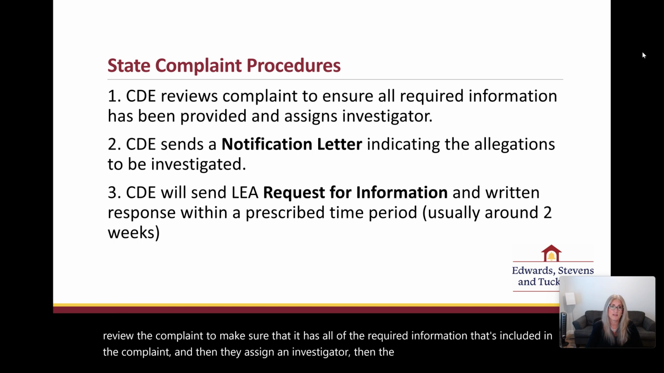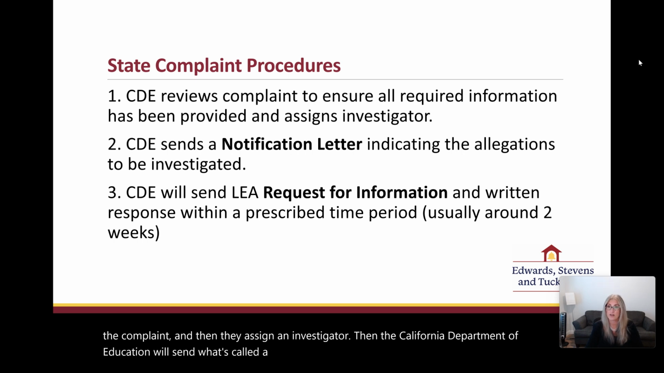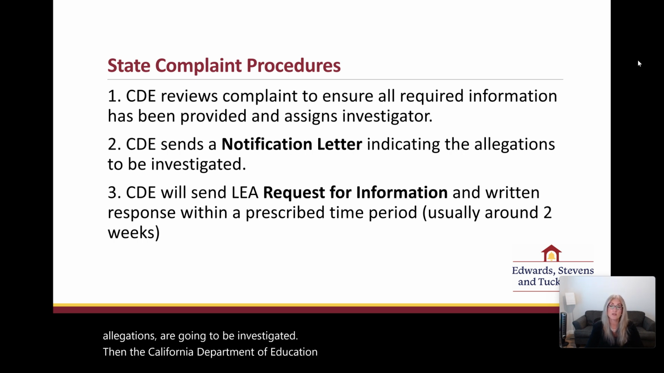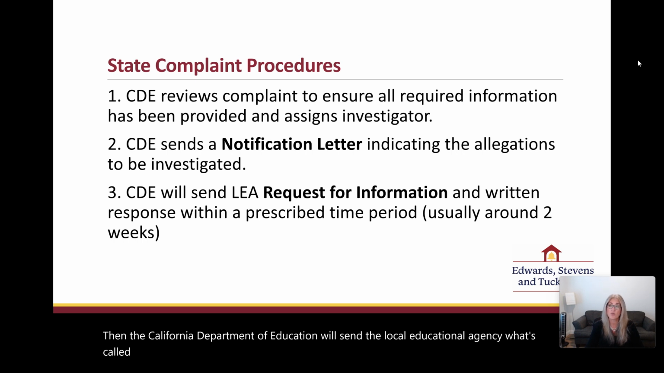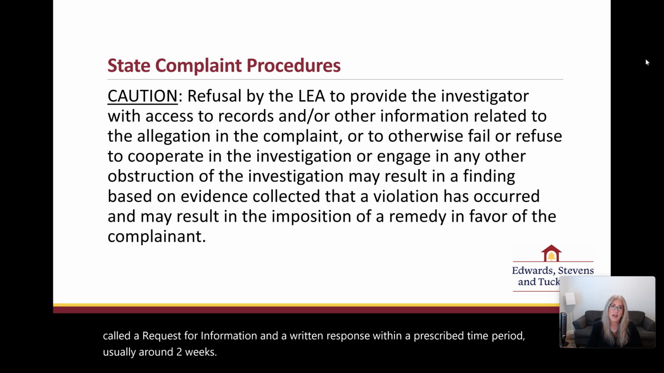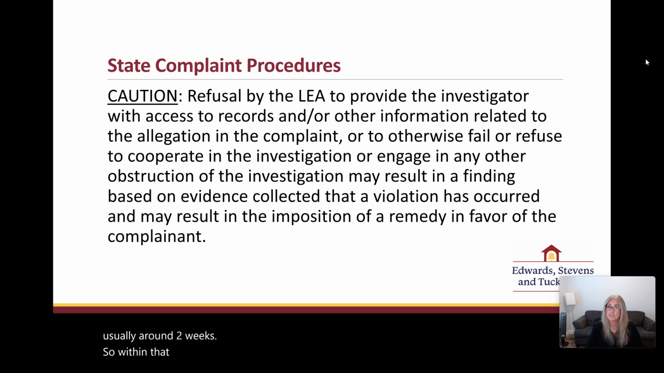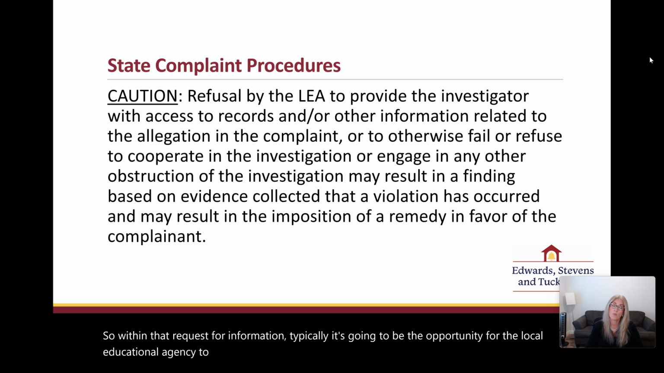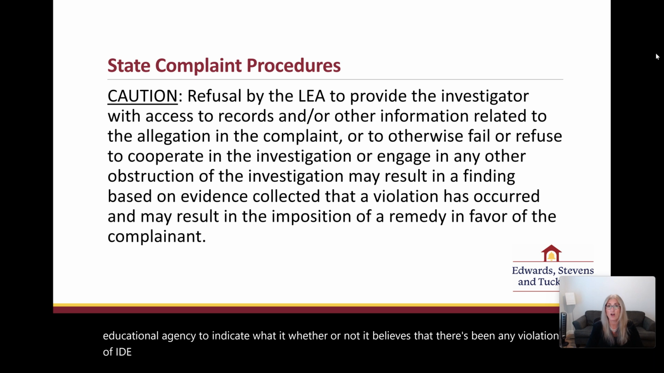Then the California Department of Education will send what's called a notification letter indicating what allegations are going to be investigated. Then the California Department of Education will send the local educational agency what's called a request for information and a written response within a prescribed time period, usually around 2 weeks. Within that request for information, typically it's going to be the opportunity for the local educational agency to indicate whether or not it believes that there's been any violation of IDEA and provide all kinds of documents that have been requested by the state.